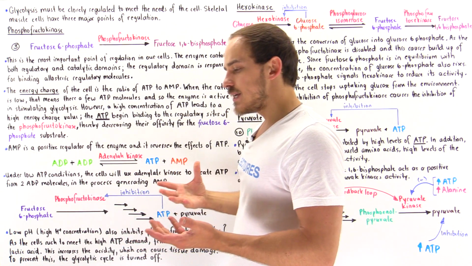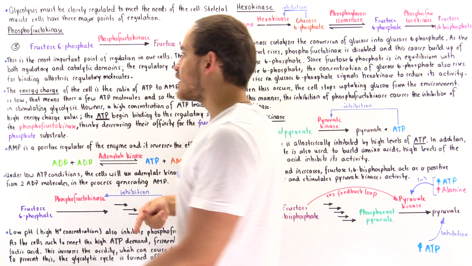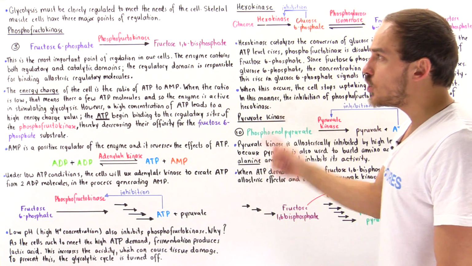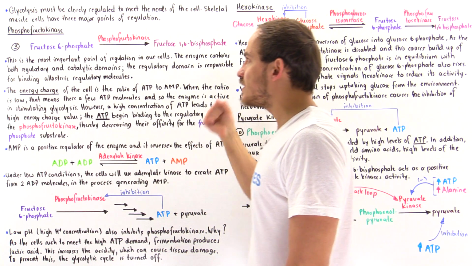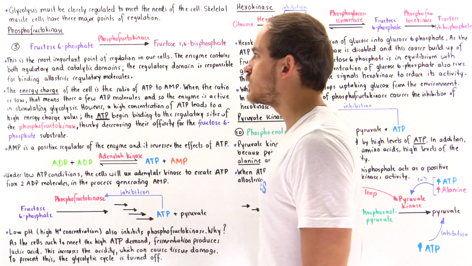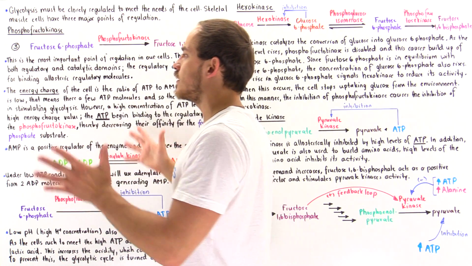So what happens is these excess ATP molecules move on and bind onto the regulatory sites of phosphofructokinase, and what they do is they essentially decrease the affinity of phosphofructokinase for the substrate molecule, the fructose 6-phosphate. And so what happens is step 3 basically stops.